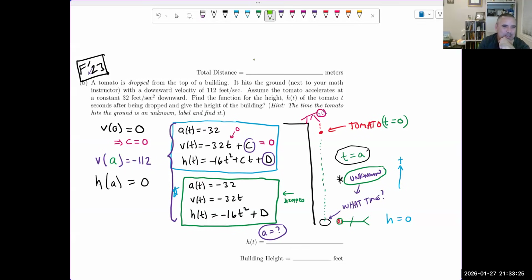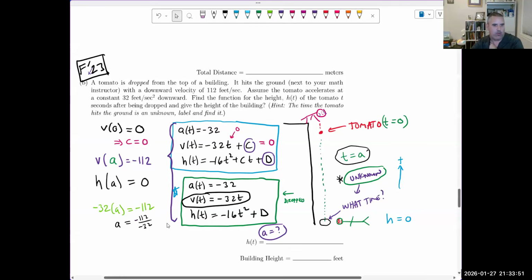Okay, so I know that if I plug in, you know, I didn't even need to label A. I'm too excited when there's problem solving because if we can get these problem solving ideas, they're so valuable forever. So, anyways, labeling unknowns. So I plugged that into the velocity. I'm solving for A. A is 112 over 32.